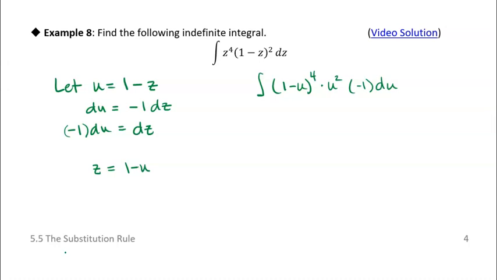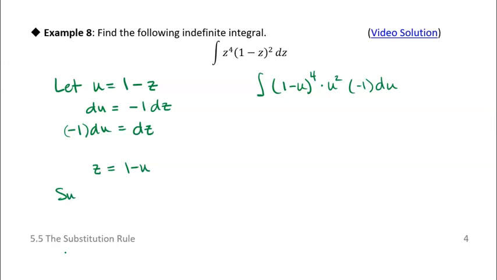I don't know how to solve that either, right? It doesn't look any better, right? In fact, it's worse because now I have 1 minus u to the fourth power, all right? And so the lesson here is substitution doesn't always work, all right?